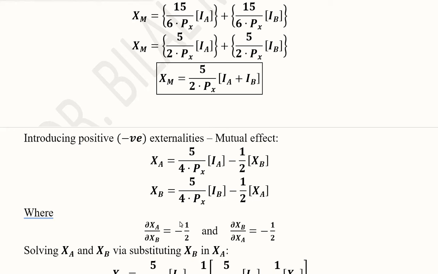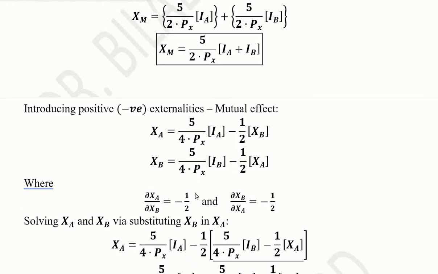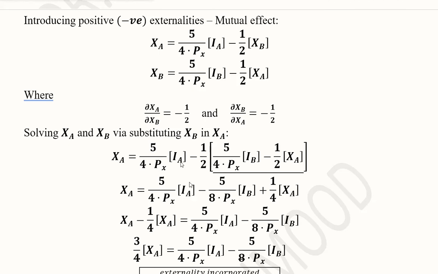We can take this derivative to see the effect of the externality. Here this equation can be differentiated with respect to XB, and here the XB term can be differentiated with XA. The answers will be negative because of these signs, and that shows that there is negative externality. Now we can do the same thing of substituting XB here once, and for the other equation I can substitute the value of XA here.